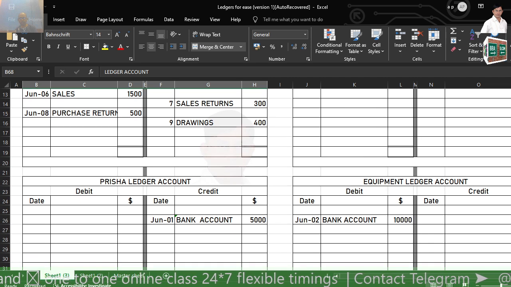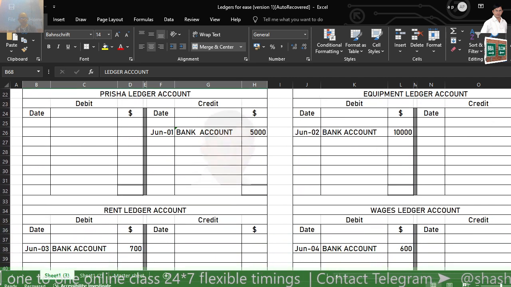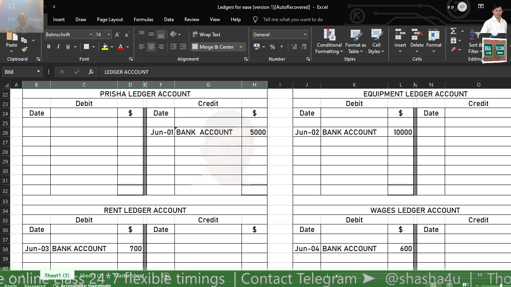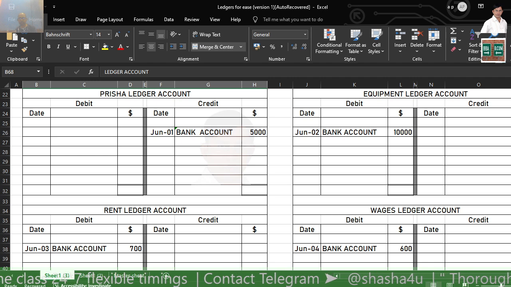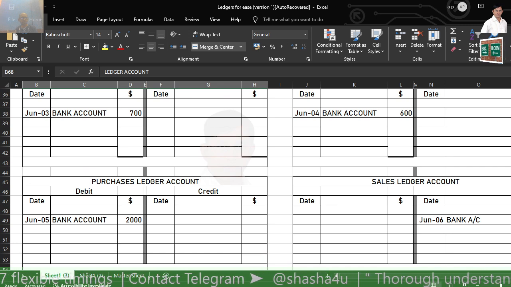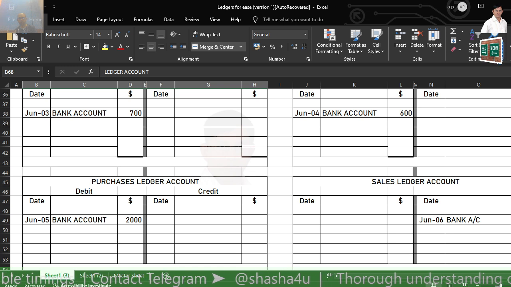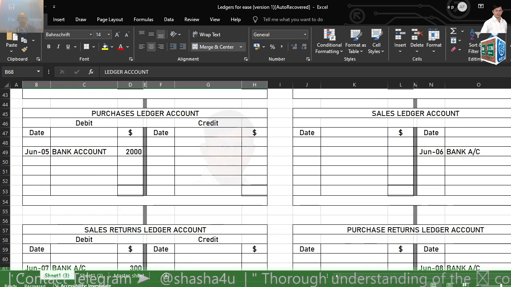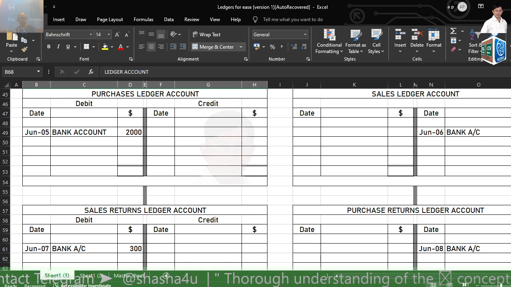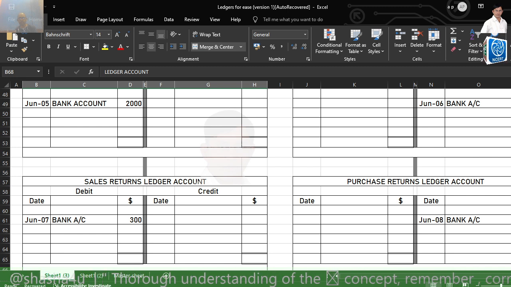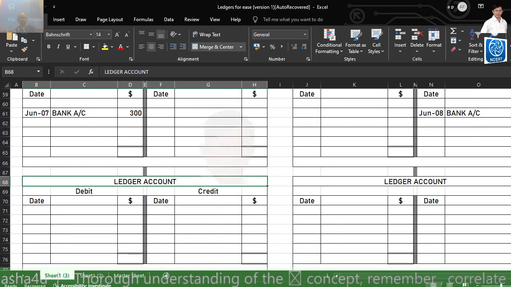Here the entry is complete. Rent ledger account, because rent is an expense, it is a debit balance. Wages ledger account is debited with $600. Similarly, purchase ledger account is debited with $2000, sales ledger account is credited with $1500. Sales return ledger account is debited with 300, purchase returns ledger account is credited with 500. So that is how it is.